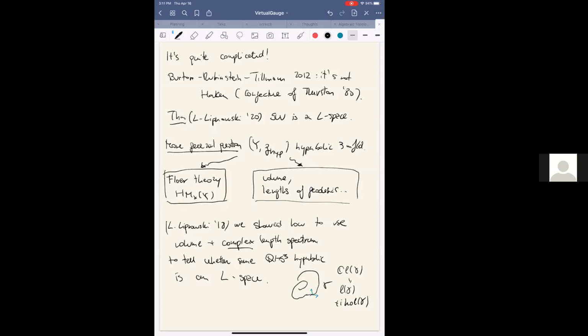Okay, so what I mean here is that we have some code that, if you tell me a space and tell me the volume and the list of all the complex lengths of geodesics up to a certain length, our code can tell you sometimes that this space is an L-space. Okay, so it's not an if and only if, but it works sometimes. So in our work, we tested our code.